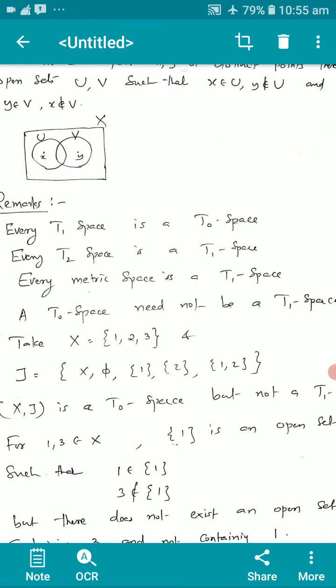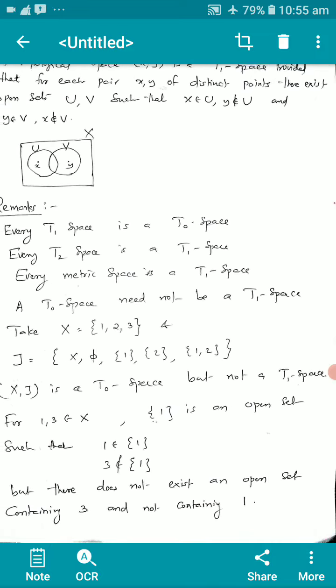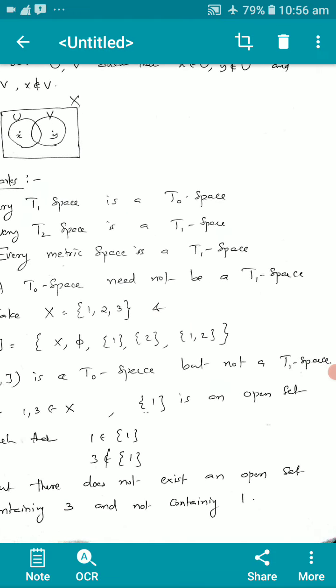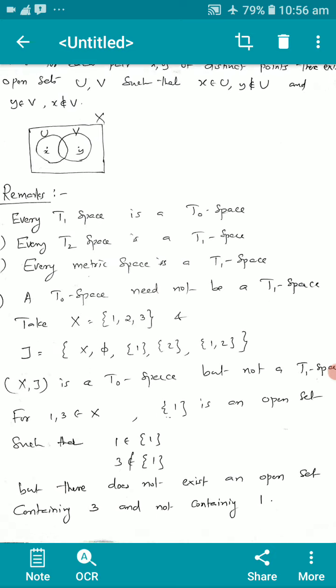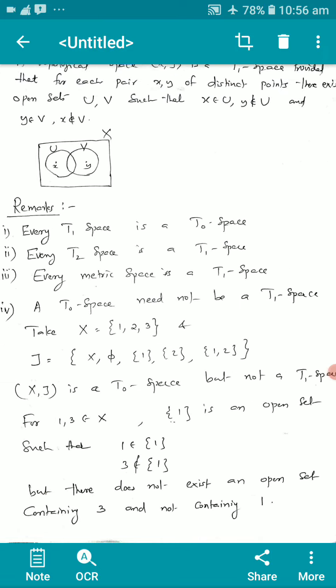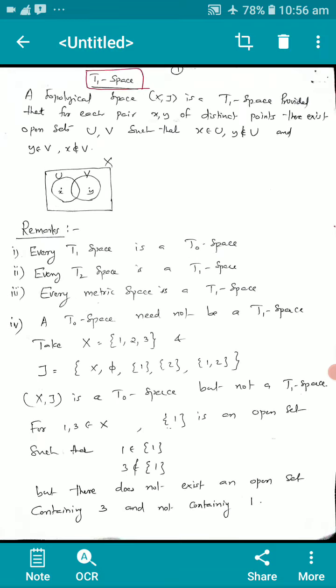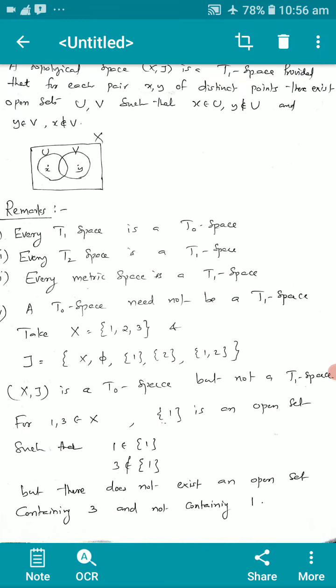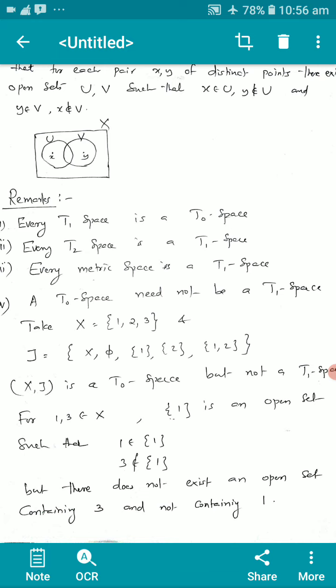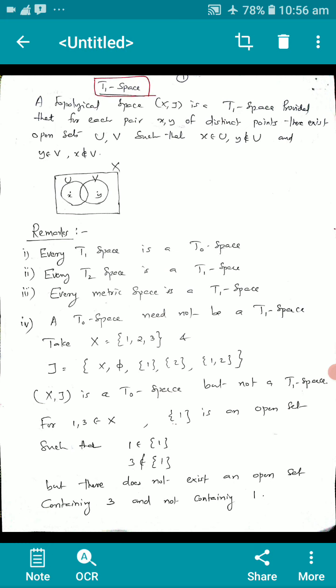And there are remarks given. Every T1 space is a T0 space, every T2 space is a T1 space, every metric space is a T1 space. A T0 space need not be a T1 space. We can give an example for that. Say, take X equal to {1, 2, 3} and tau equal to {X, phi, {1}, {2}, {1, 2}}. X is a T0 space but not a T1 space. Because for 1 and 3, two elements you are taking in X, {1} is an open set such that 1 is an element of {1} but 3 is not an element of {1}. But there does not exist an open set containing 3 and not containing 1.